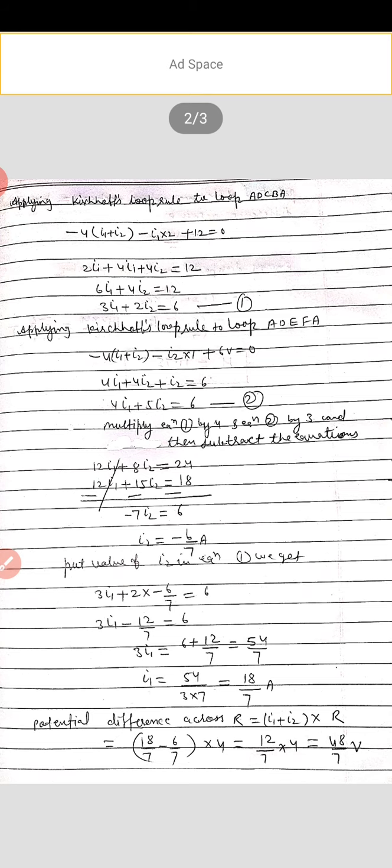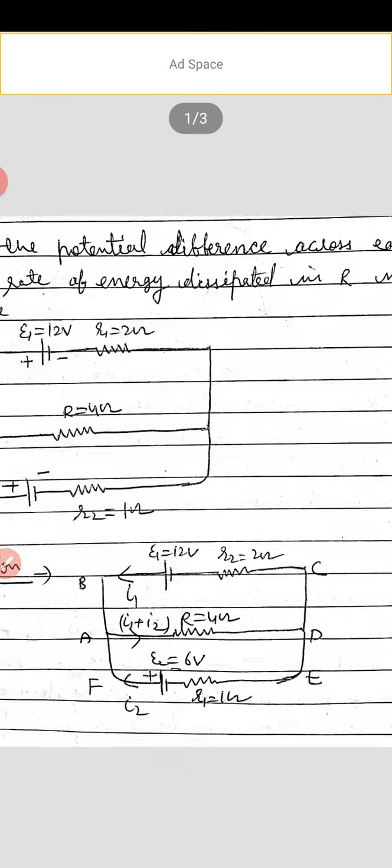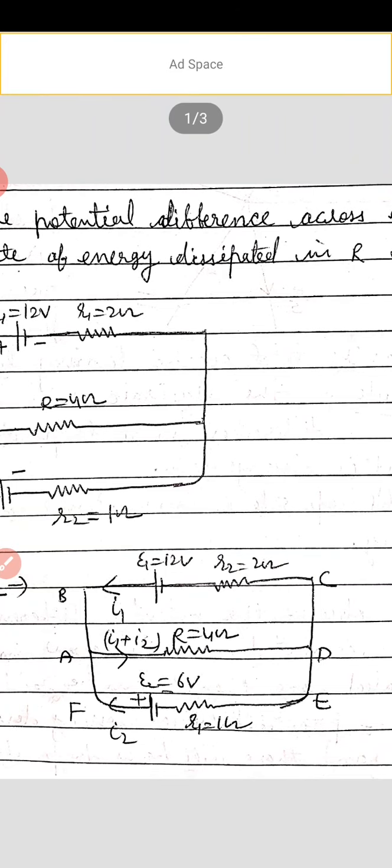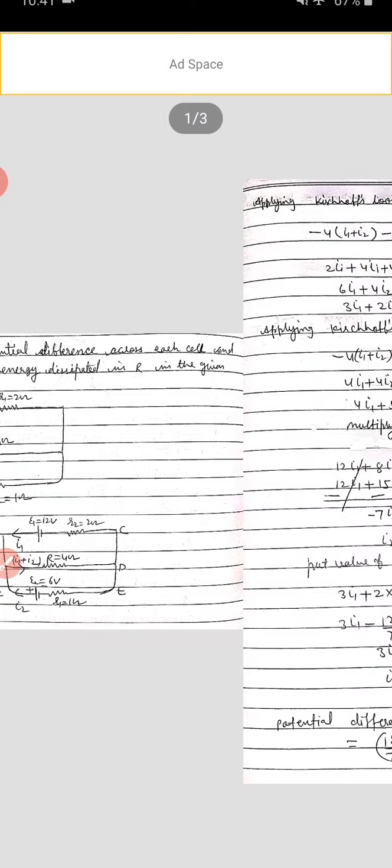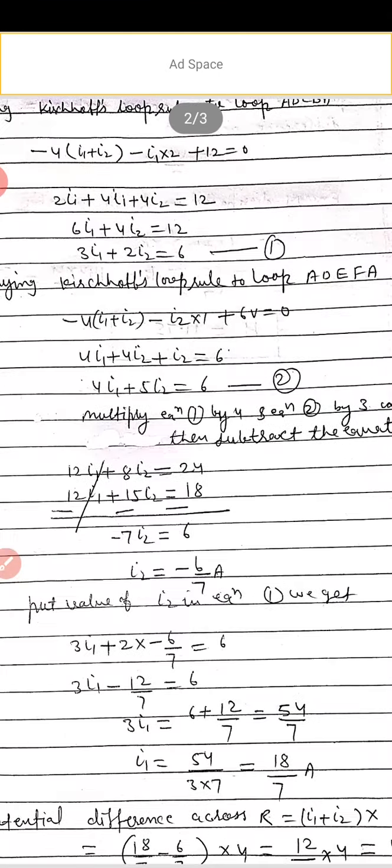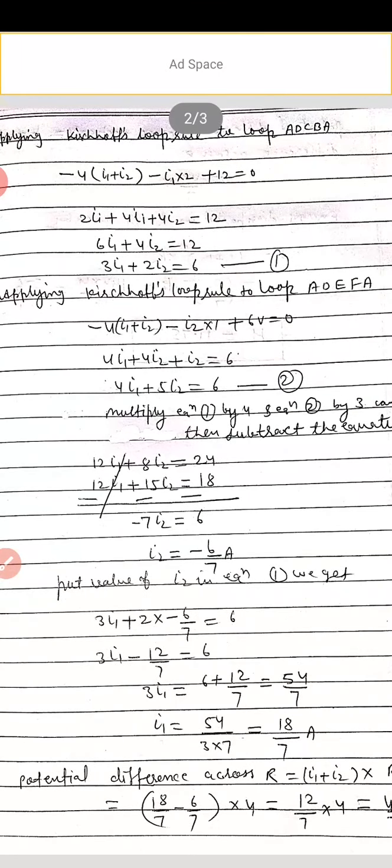Now, applying Kirchhoff's loop rule to the loop ADCBA, which is the upper loop, we get the equation: minus 4 into (I1 plus I2) minus I1 into 2 plus 12 is equal to 0.